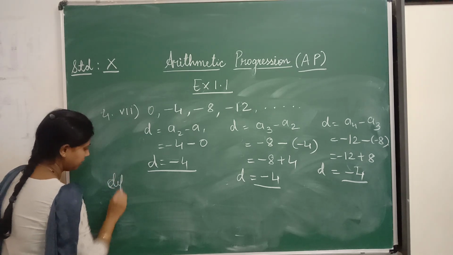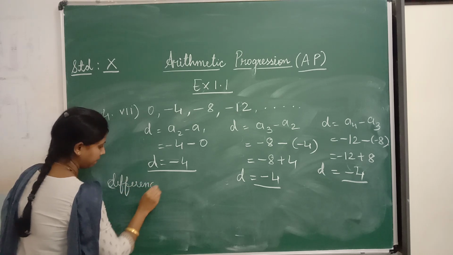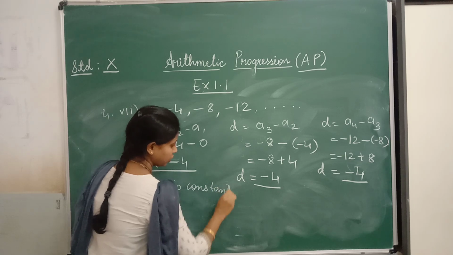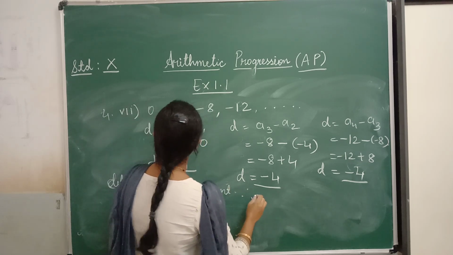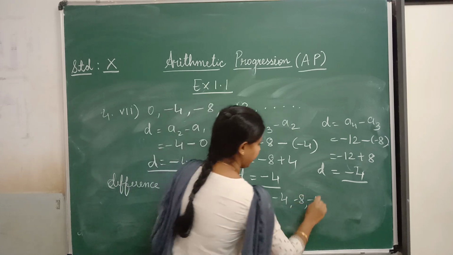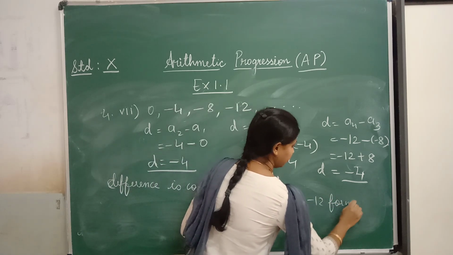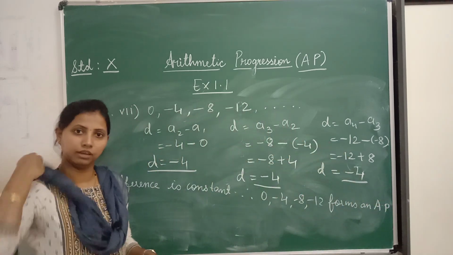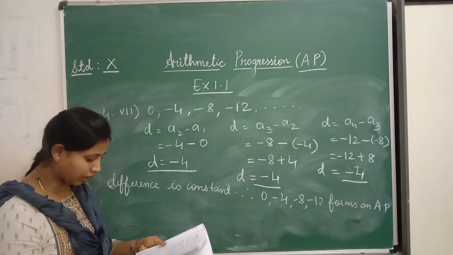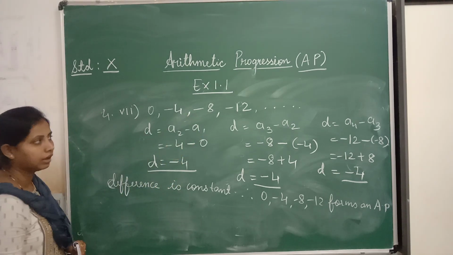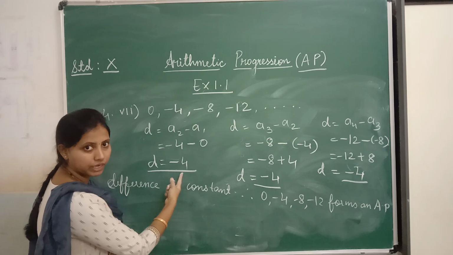So you have to write: difference is constant. Therefore, 0, minus 4, minus 8, minus 12 forms an AP. Yes, children? It forms an AP. And you have to also write 3 more terms. How to write the 3 more terms? By adding the fixed difference.